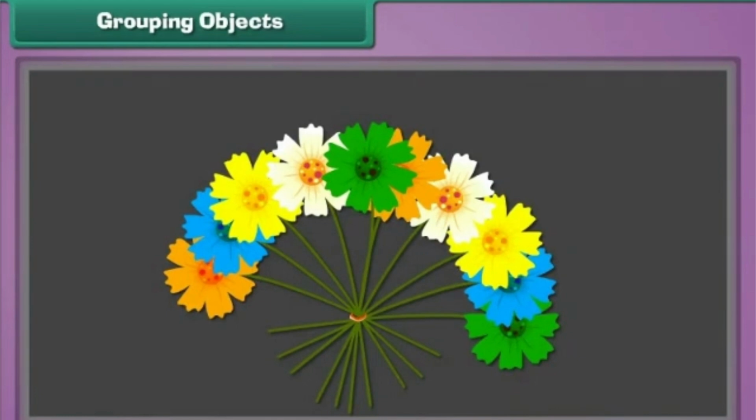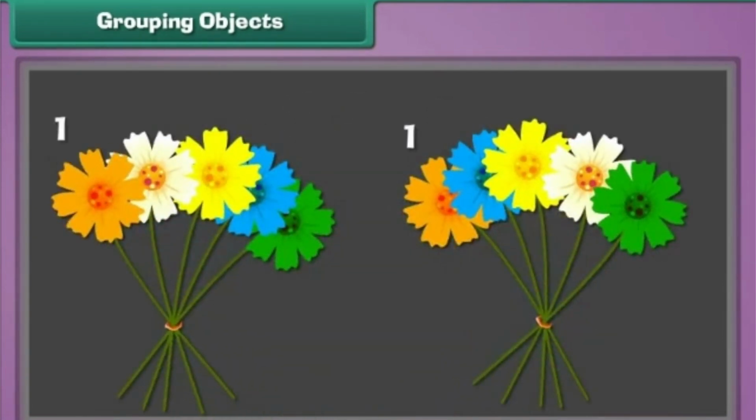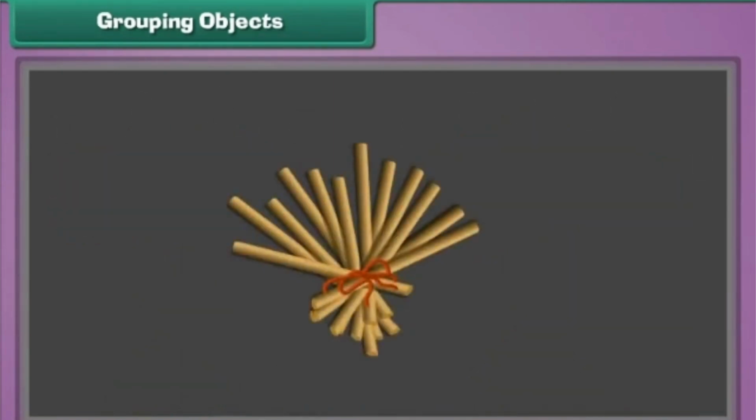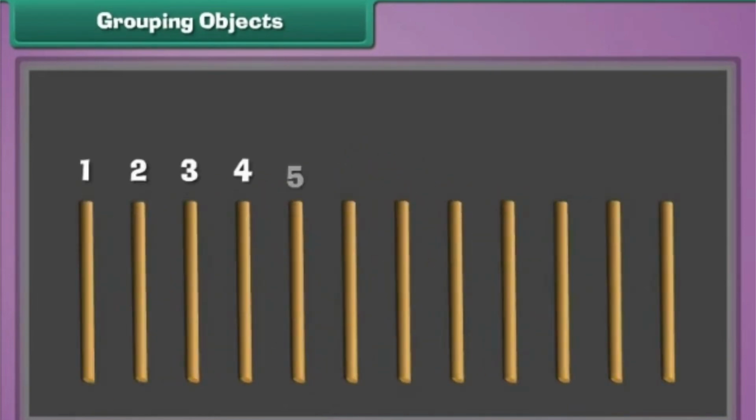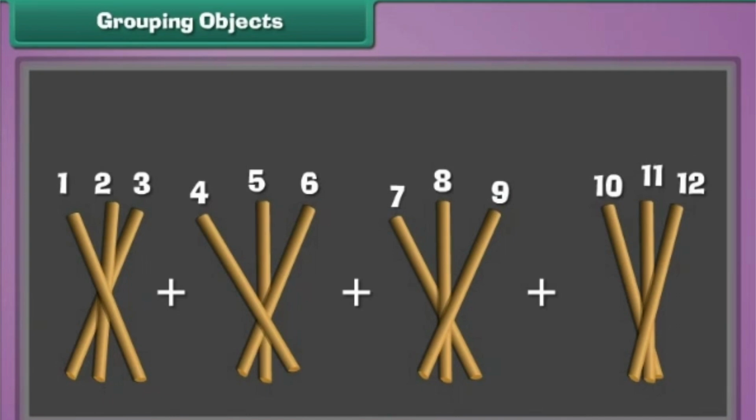Grouping objects. Look at this bunch of flowers. There are 10 flowers in the bunch. We can make 2 groups, each consisting of 5 flowers. Look at this bundle of sticks. There are 12 sticks in the bundle. To make 4 groups, each bundle will have 3 sticks. We can similarly group other objects.